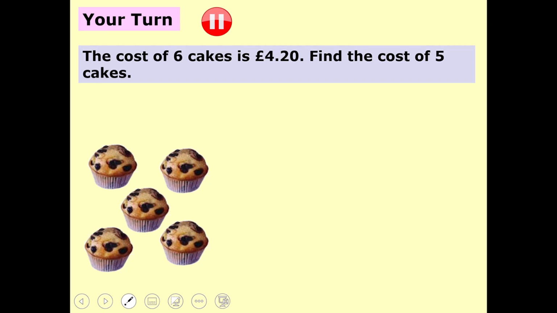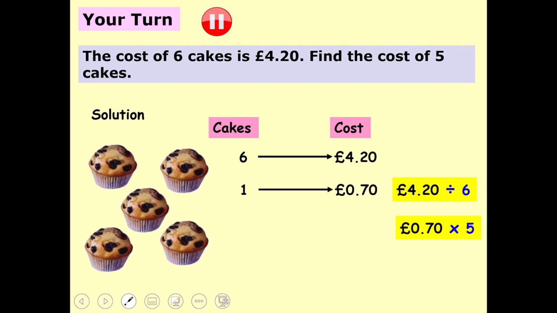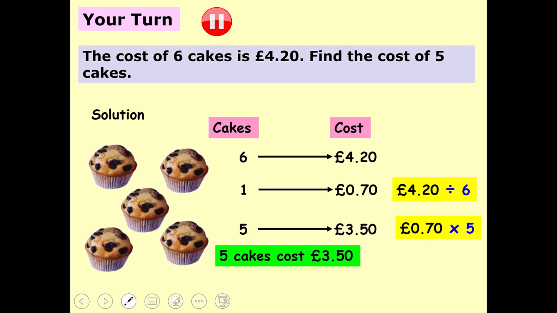Okay, hopefully you have unpaused now and we'll go through the answer. So we need to write down the information that we've got. So we know that 6 cakes is equal to £4.20. We need to figure out what 1 cake is worth by dividing by 6 to get 70 pence. And once we know what 1 cake is worth, we can then times that by 5 to give us £3.50. So well done if you got that: 5 cakes cost £3.50.